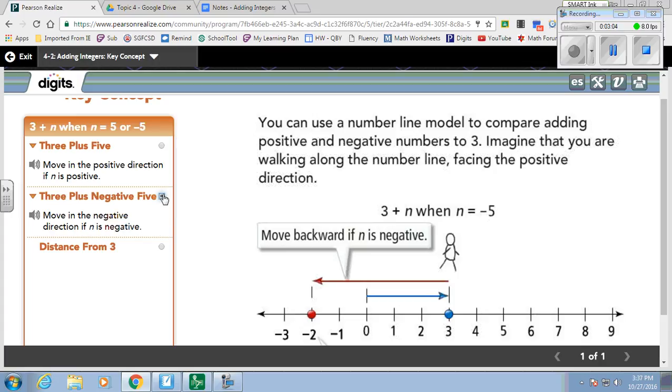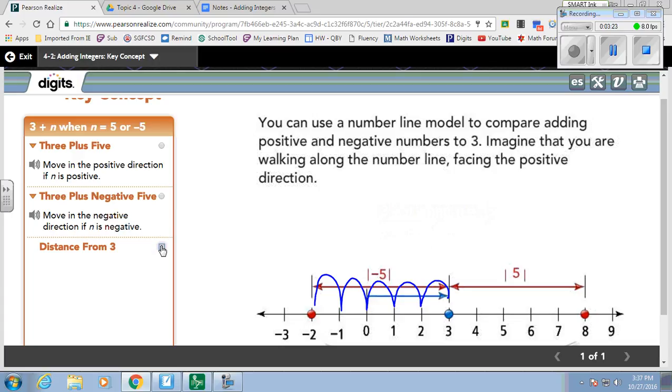So if it's negative 5, this time I would go 1, 2, 3, 4, 5. So the distance that I moved is the same, one in the positive direction to the right, one in the negative direction towards the left. This time I ended up at negative 2. And again, they're just going to specify here that the distance from 3 for both of them was the same. Pretty much exactly what I just said. Okay?